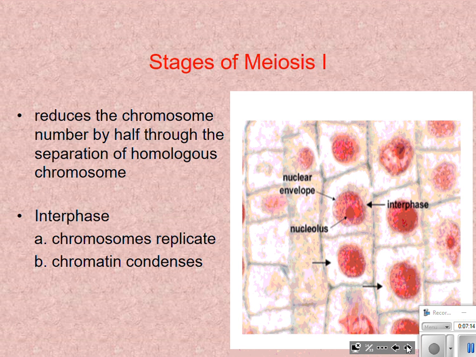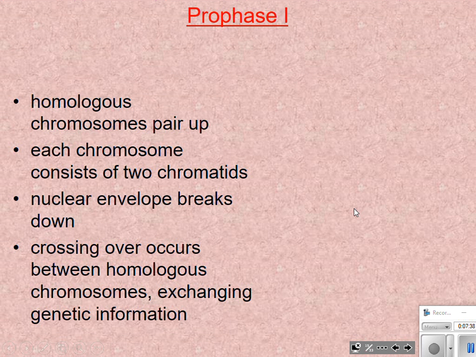So if you look here, once again, I just showed a picture. We've seen this before. This is probably the onion root tip. I see the little squares with the cell wall, so I know these are plant cells. Okay? I see a nucleolus here. I see the nuclear envelope. This is an interphase one here. Now, I told you that the phases were the same. We just go through them twice. So this is prophase 1.